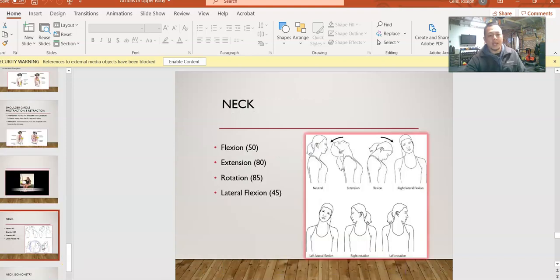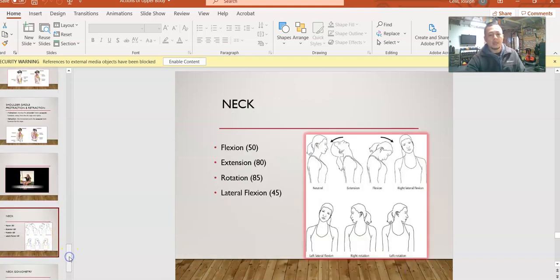Next up, we have your neck. We have flexion, bringing your chin to your chest. We have extension, chin up towards the ceiling or the sky. We have lateral flexion, bringing ear to shoulder, lateral extension, and we have rotation, bringing your chin around, looking back behind you. So those are the movements of the neck.